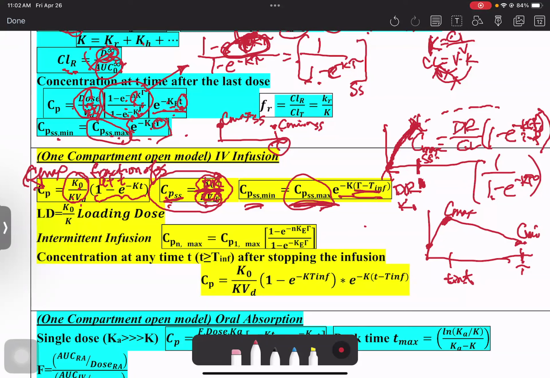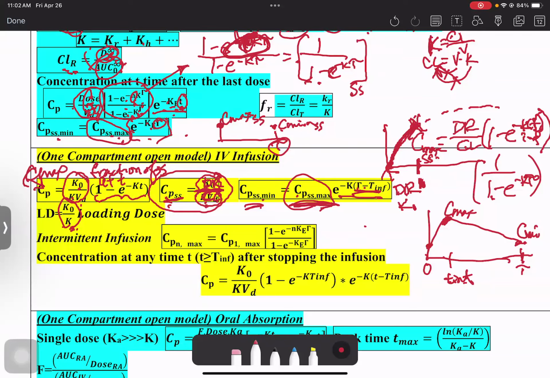So that's what this is. To take you from your C max to your C min, it's just tau minus the time of infusion. Don't make this more complicated than it is. I often draw pictures so that I understand what the difference in time is, and maybe that will help you as well. Loading dose K0 over K, I've never used that, but I guess you can use that equation.